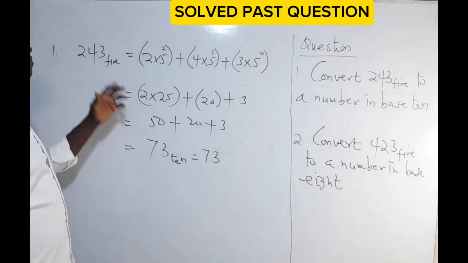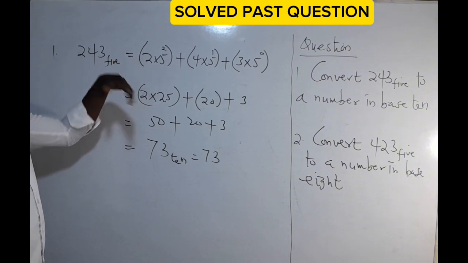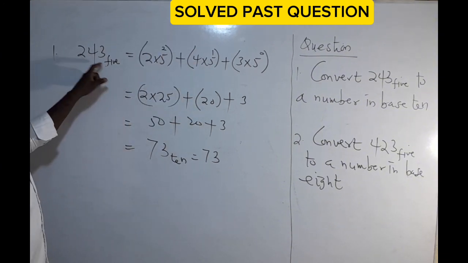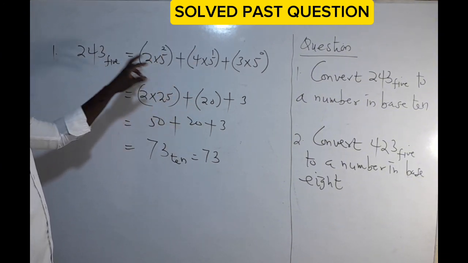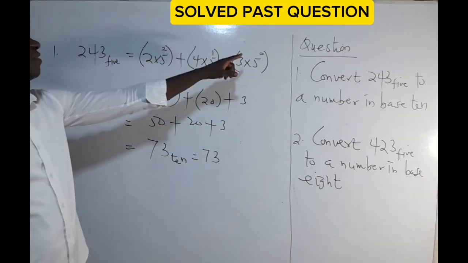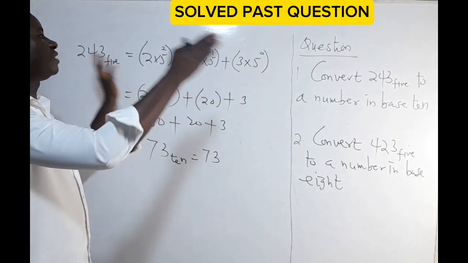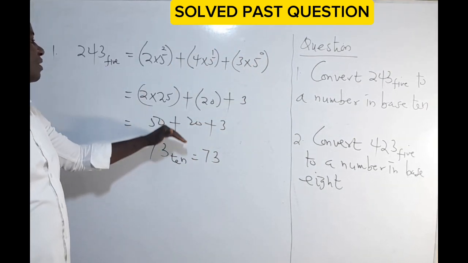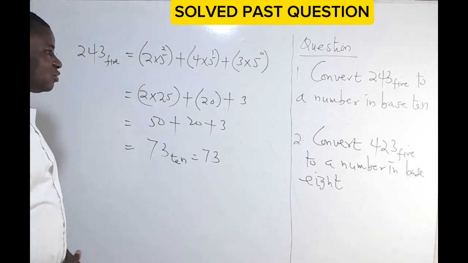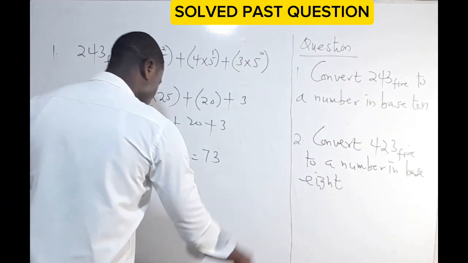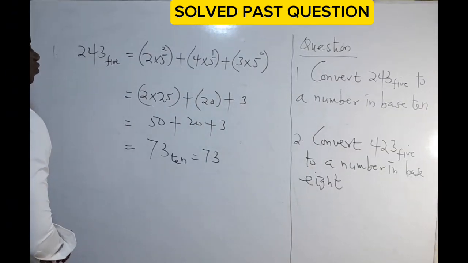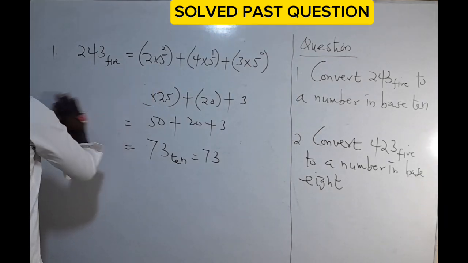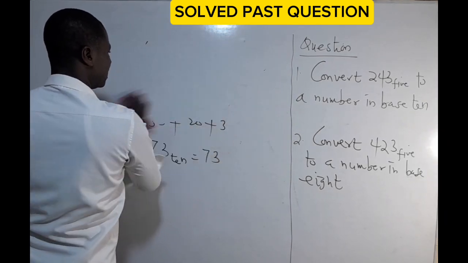So if you have to convert a number in a particular base to base 10, that's what we do. We multiply the digit by the base. When we are done, then we raise the base to have an exponent starting from 0 from the right to the left. Okay. So when you simplify, you are getting that. Now let's look at how best we can solve the second question.